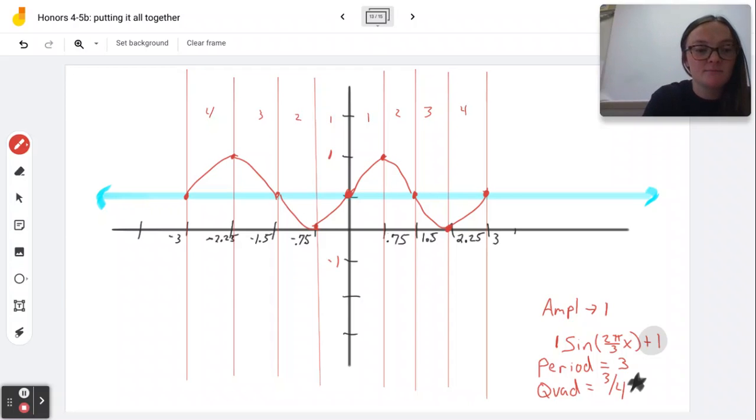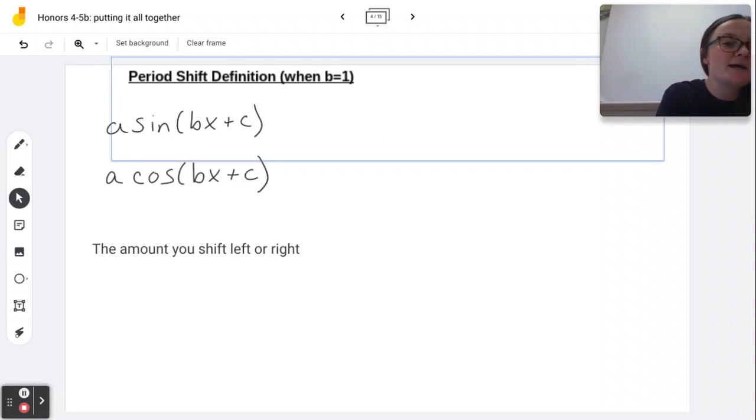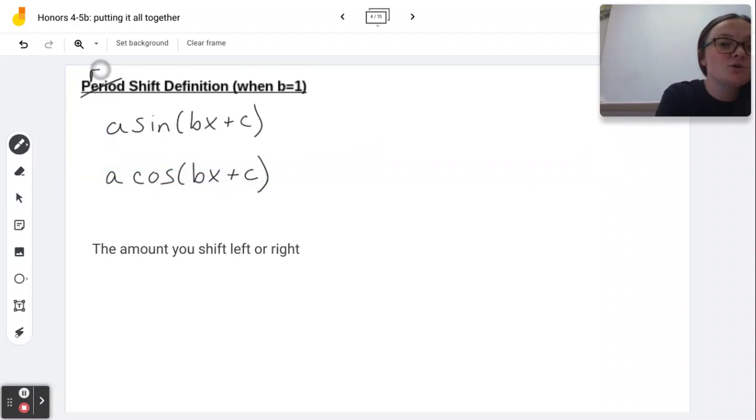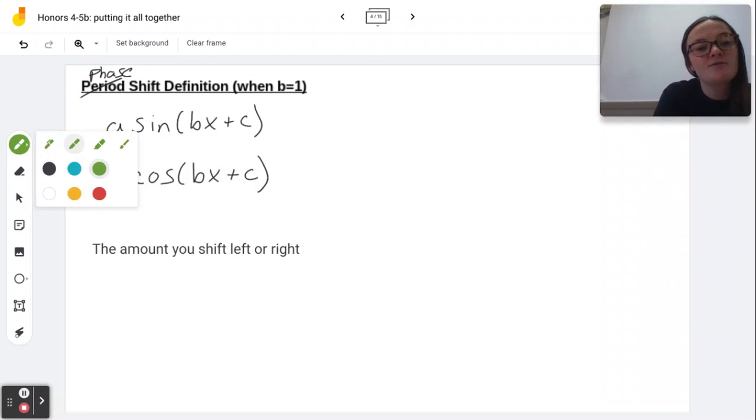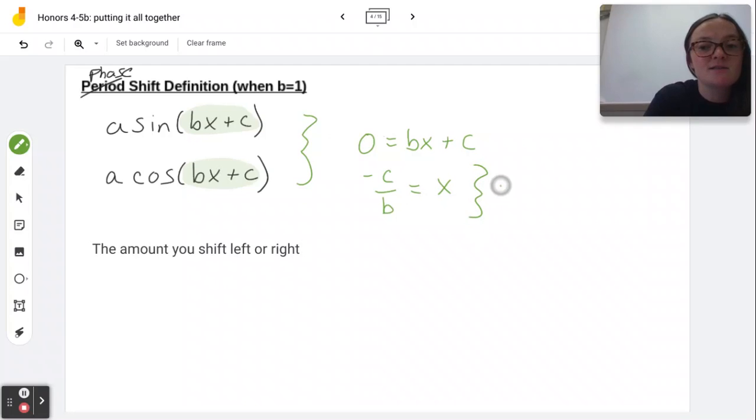Okay, so next thing that I want to focus on is what's called the period shift. It's also known as the phase shift. So if you wanted to, you could write this as the phase shift. If you guys write down these classic definitions for sine and cosine, we're going to see that the phase shift always has to do with the entirety of the middle. Specifically, the phase shift can be found by doing the following. If you set the middle, bx plus c, equal to 0, and solve, the negative c over b is equal to x. And this right here is the phase shift.